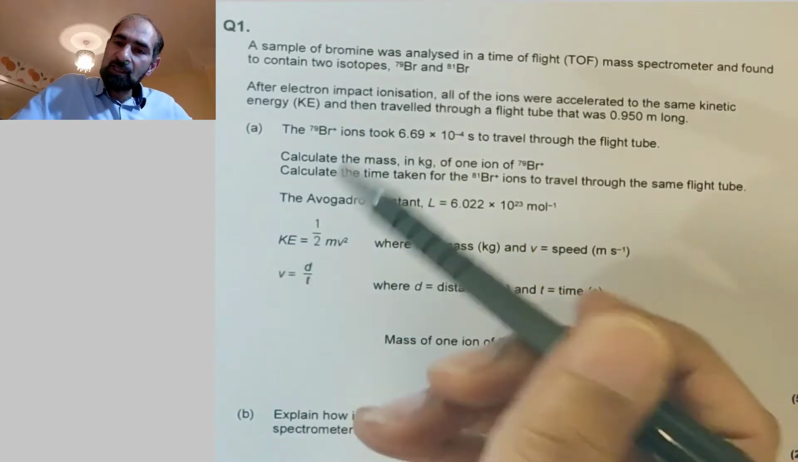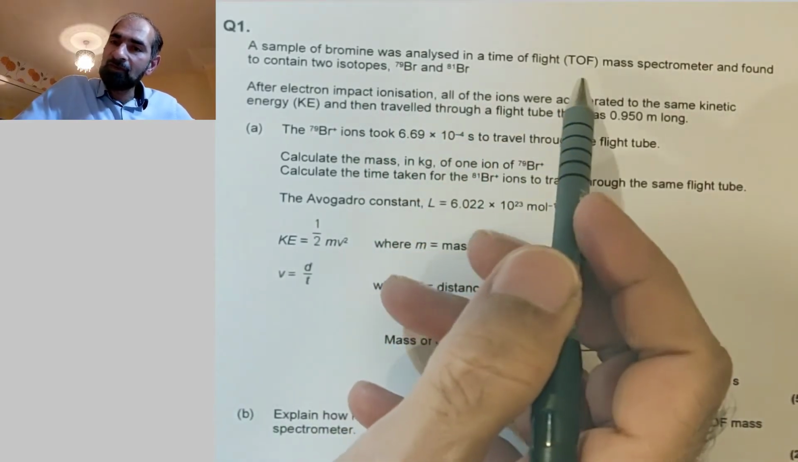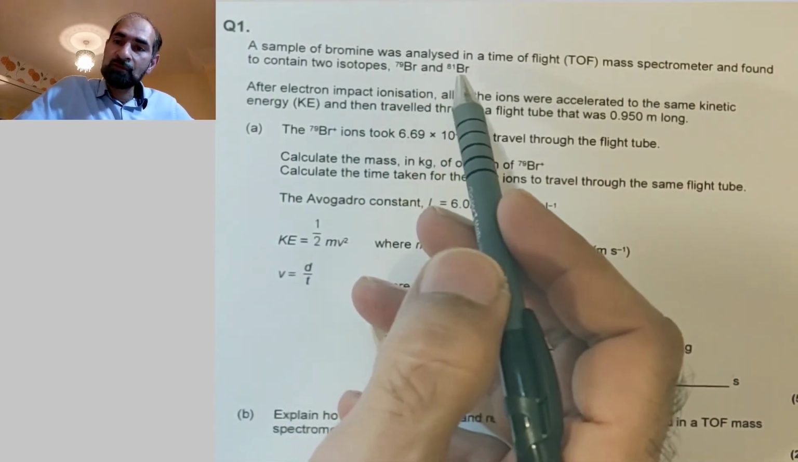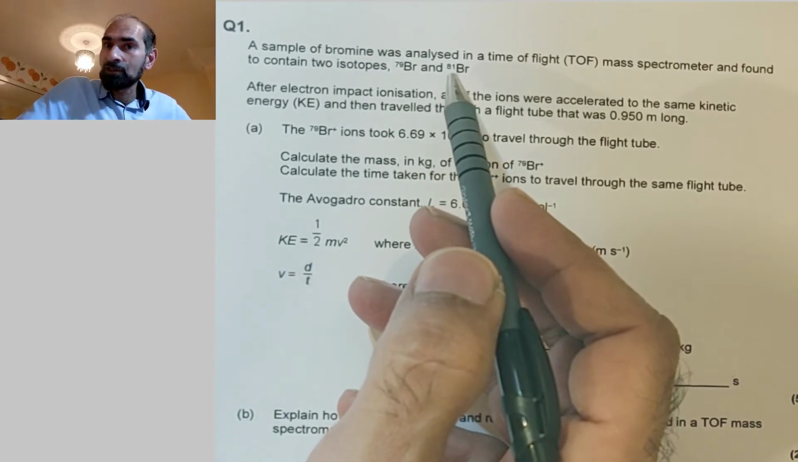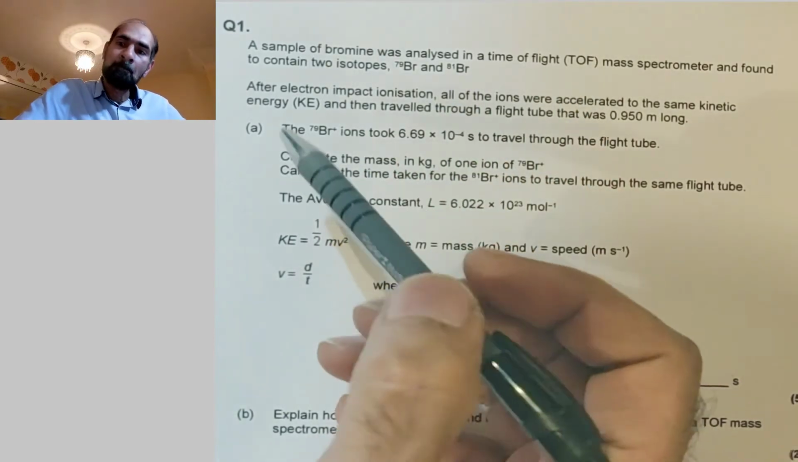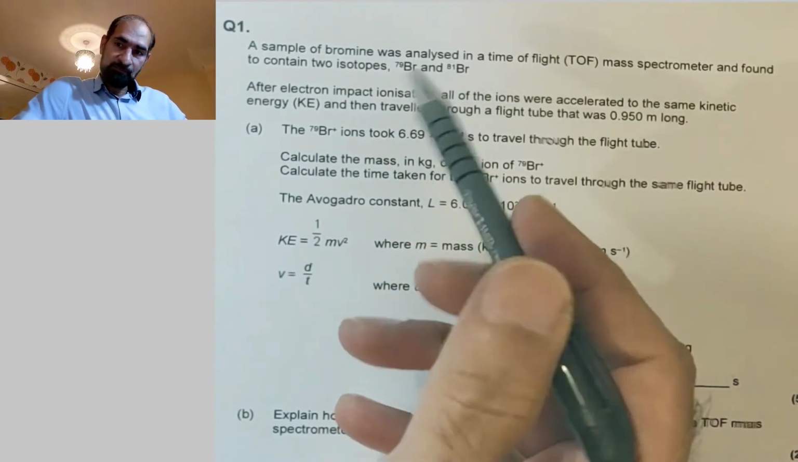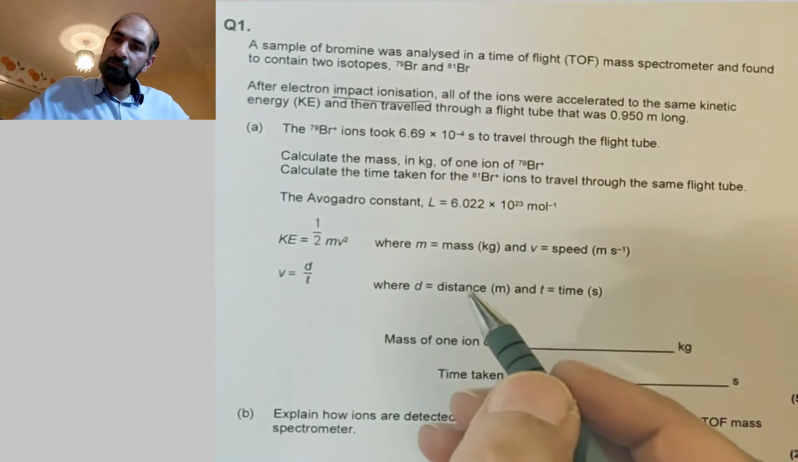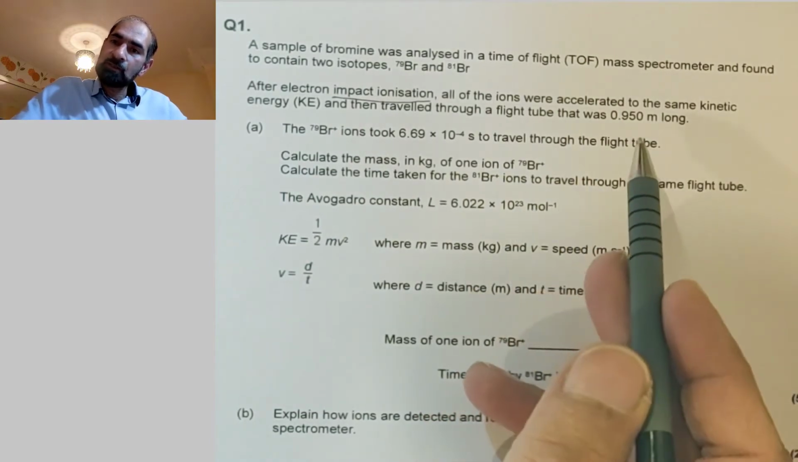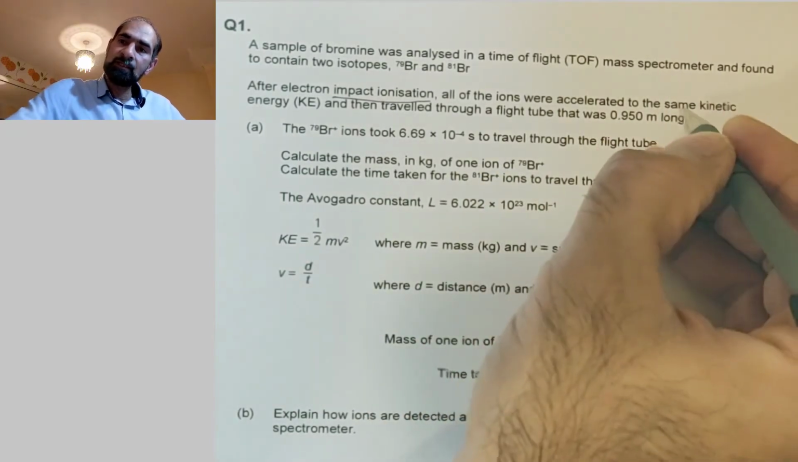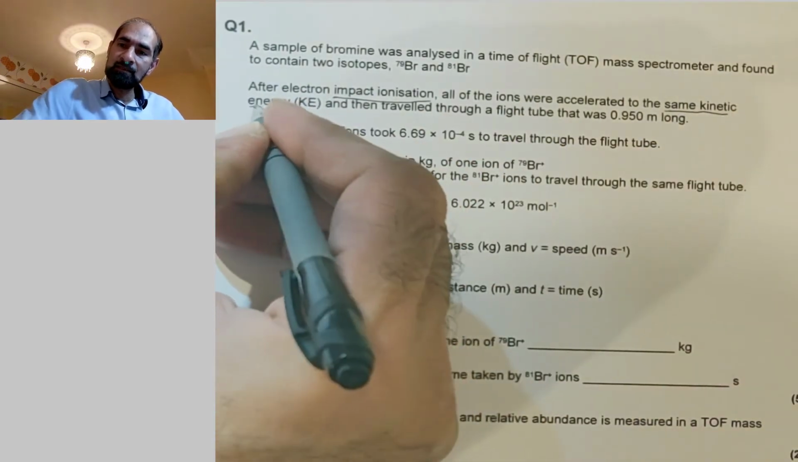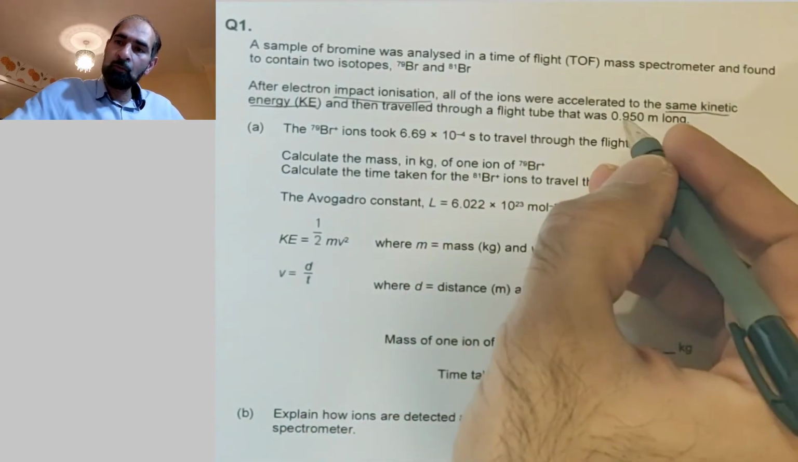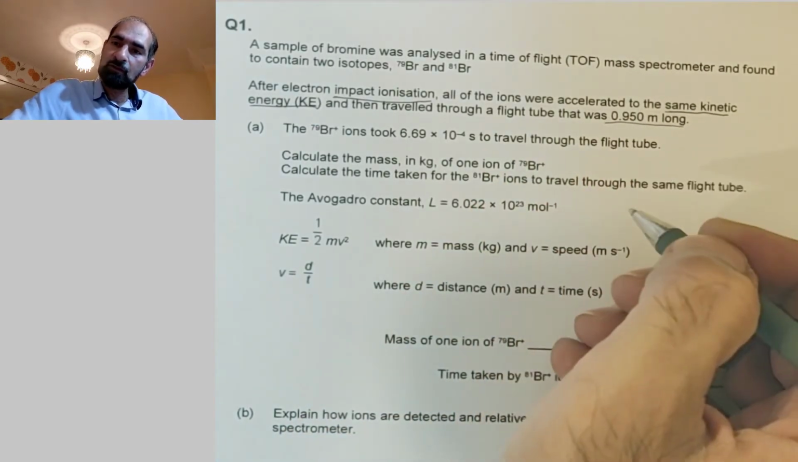So the question is: a sample of bromine was analysed in a time of flight mass spec and found to contain two isotopes, bromine 79 and bromine 81. And of course this is a year one question, right? You probably knew that because of time of flight. After electron impact ionization, so there's a reason why they said impact ionization, all of the ions were accelerated to the same kinetic energy. And that is key to this entire question. And then travel through a flight tube that was 0.95 meters long.